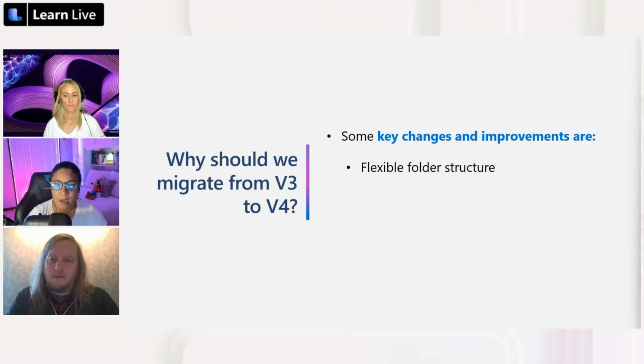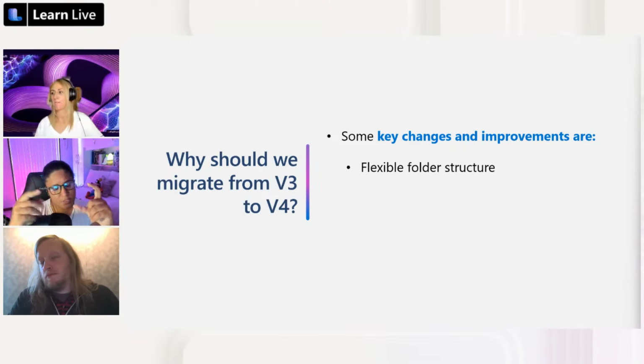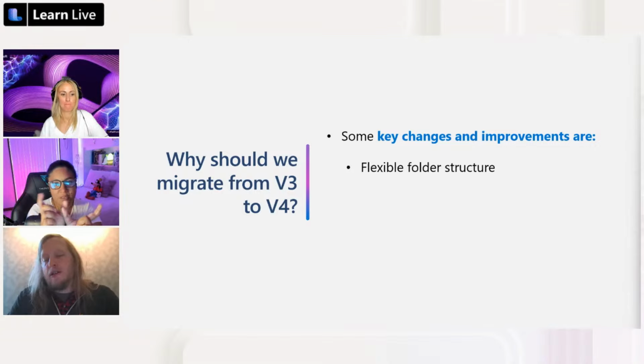The first one is the flexible folder structure. The existing v3 model requires that each trigger be in its own directory with its own function.json file. I don't know if you used Azure Functions, but when you create a new function in the v3 model, you give it a trigger name, an HTTP trigger name for example, and then it automatically creates a new folder with the name you included. And under this folder, we have two different files.